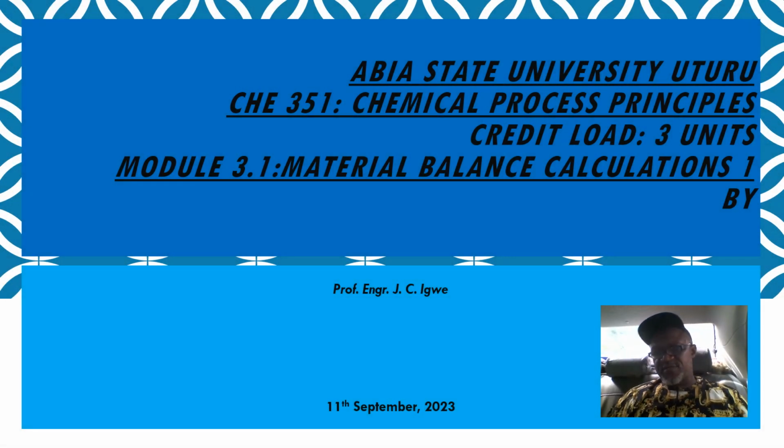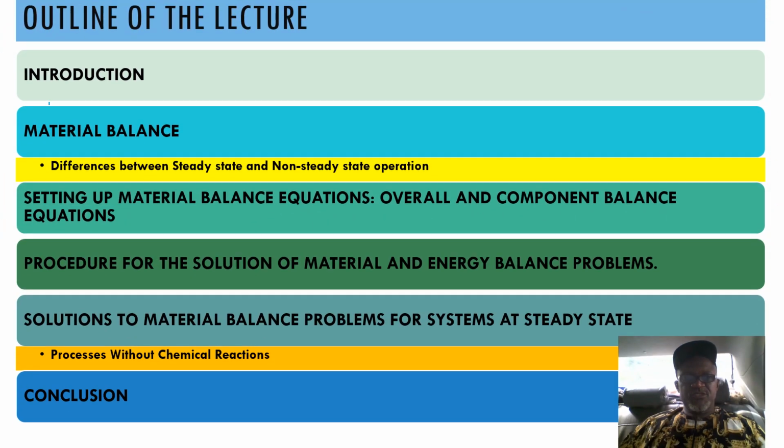Good afternoon, class. We're back to 351 Chemical Process Principles, Module 3.1 Material Balance Calculations. We'll be looking at introduction, material balance.